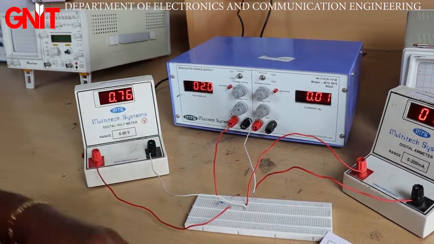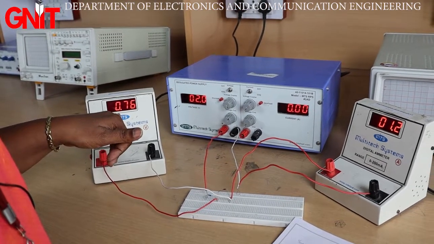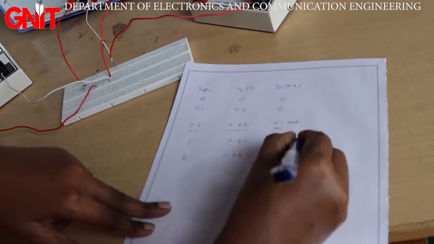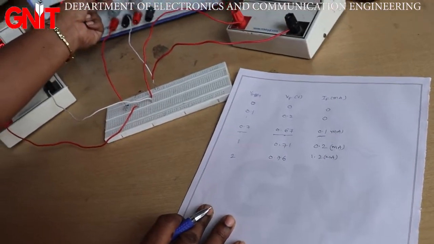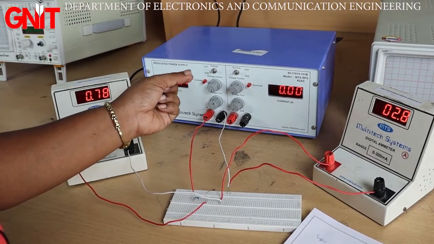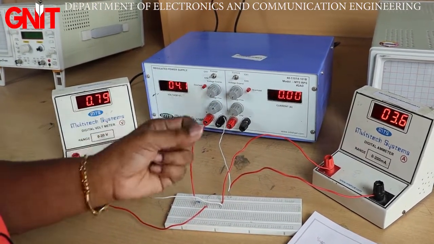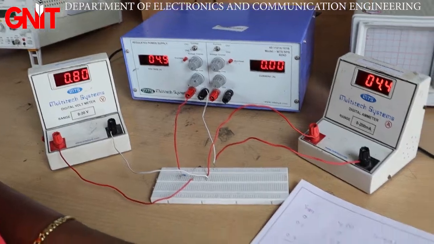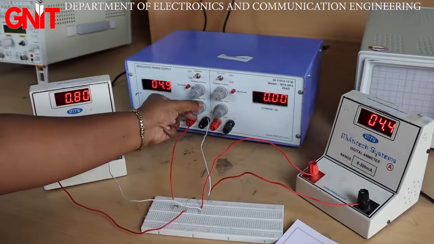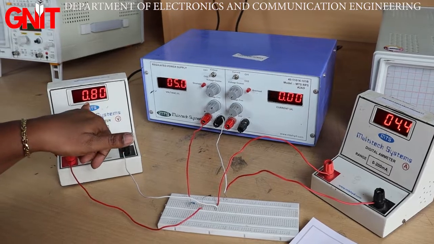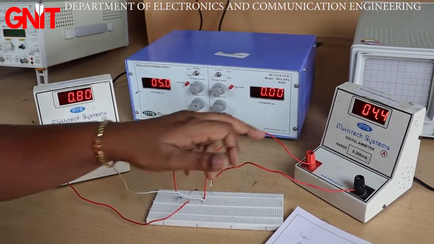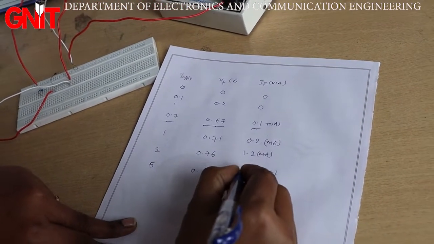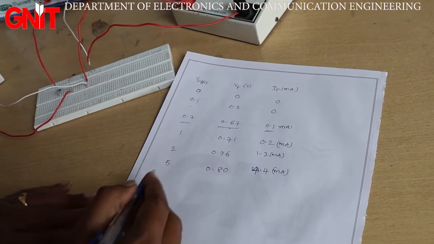For 2 volts of external voltage, we got 0.76 and we got 1.2 milliamps of current. Likewise, we can change this current by changing this external voltage. So for 5 volts external voltage, we got 0.80 as the diode voltage and 4.4 as the current.